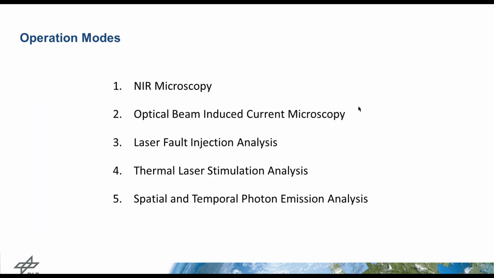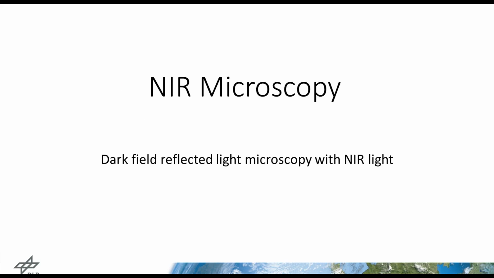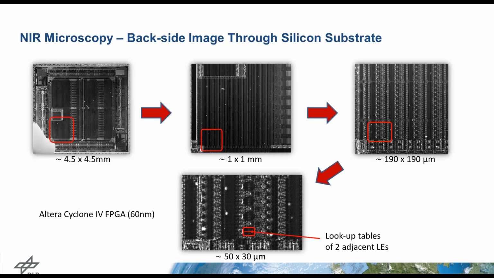And we have, as I mentioned, 5 different modes of operation or techniques we can use for analyzing an IC. The first one, when we start with a new IC, is of course classical microscopy with near-infrared light. In our case, we have a dark field reflected light microscope, and we use as illumination an LED with a wavelength of 900 nanometer. 900 nanometer is still absorbed, but most of the energy can nevertheless pass the substrate twice.